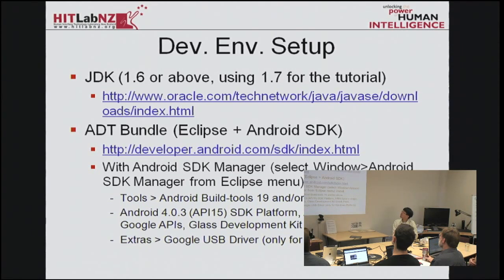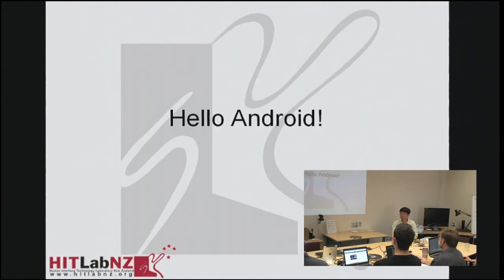Today we're going to use the ADT bundle, which we've already set up yesterday. So I don't think you'll need that many setup changes. In this tutorial, I'll be using GDK 1.7 and the ADT bundle, which is downloadable from the android.com developer website. You might need to install the Google USB driver again. It is a little bit tricky for Windows users, but we'll go through that a little bit later as well.